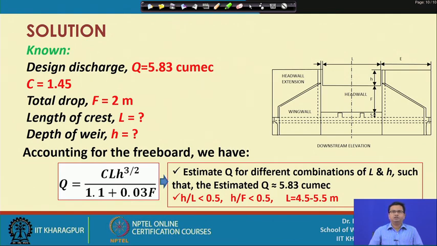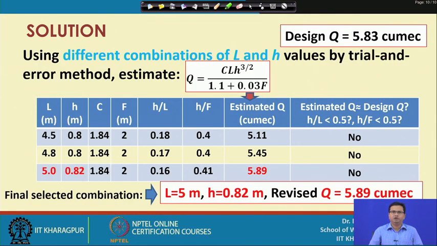So, now I have to select the best combination of L and H, so that h by L and h by F both are less than 0.5, and L is in between 4.5 to 5.5 meter depending on the site condition. That means, I have to select first L within 4.5 to 5.5 meter. I can start my trial from 4.5 and I can increase L value up to 5.5 meter.